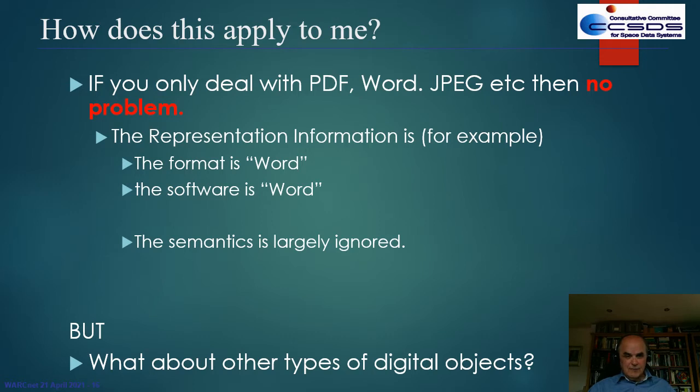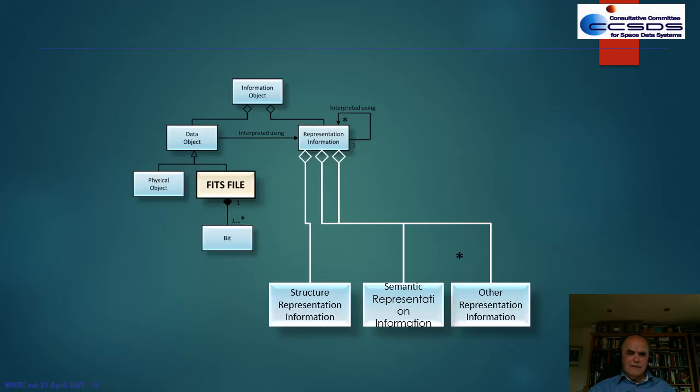So how does this apply to me, you might be thinking? For simple things like a Word file, one can say that the structure representation information is, this is a Word file. The other representation information is, we need the Word application. But the semantics is usually forgotten. But what about other types of digital objects?